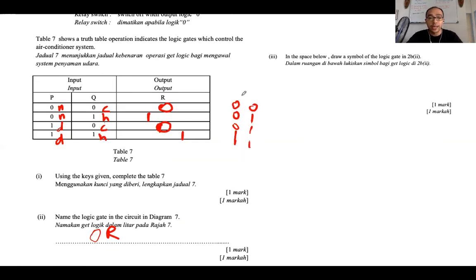So this is what I will get now. Siang dan malam yang panas is I will get 0, 1, 0, 1. And then there's a problem, because what gate is 0, 1, 0, 1? You don't have. You only have 0, 0, 0, 1. This is AND gate. 0, 1, 1, 1 is OR gate.